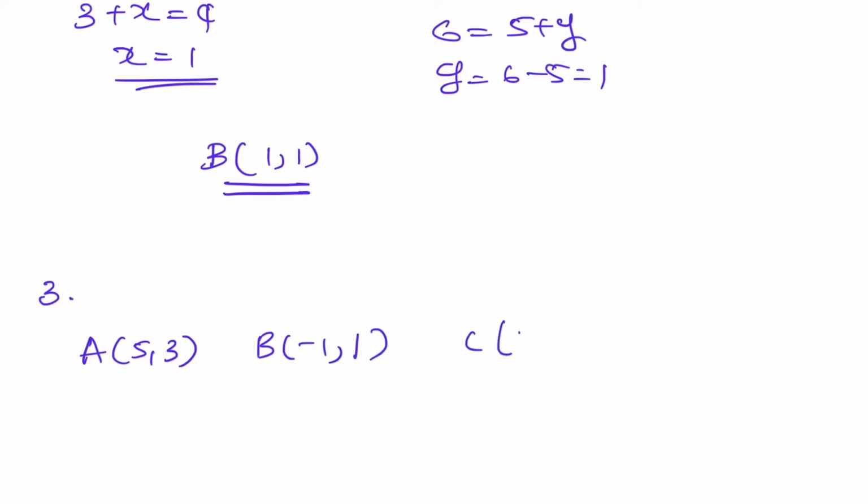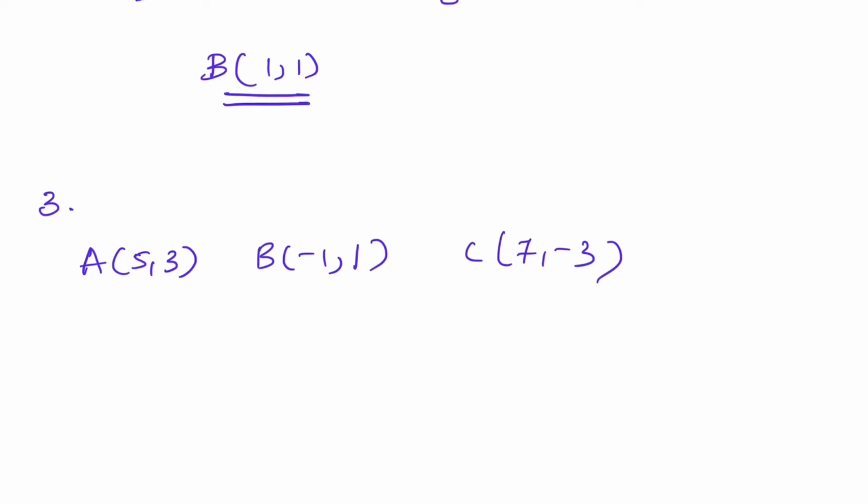Coming to the third question, we have A is (5, 3), B is (-1, 1) and C is (7, 3), the vertices of triangle ABC. If L is the midpoint of AB and M is the midpoint of AC, show that LM is equal to half BC. So first we need to find out what L is. L is the midpoint of AB. So let me find out what is L.